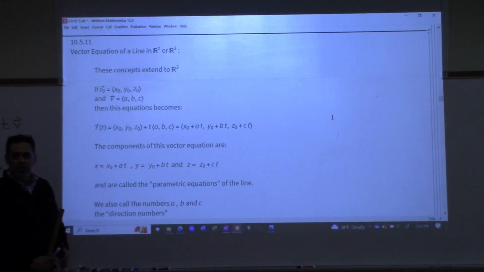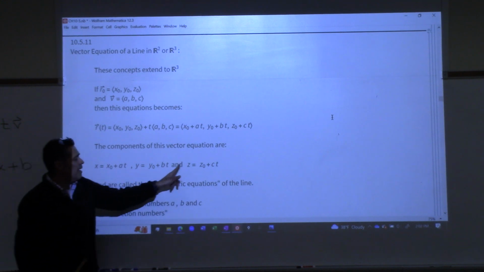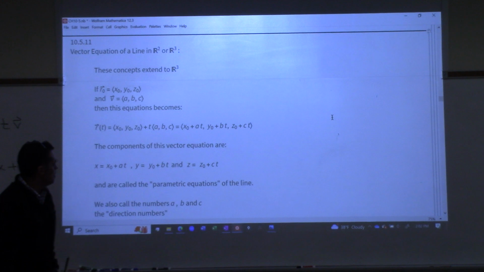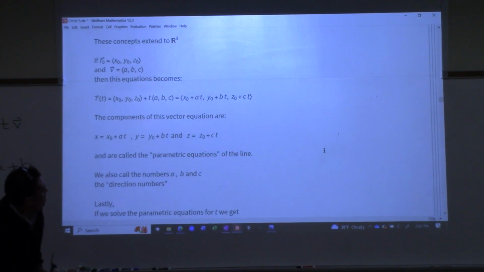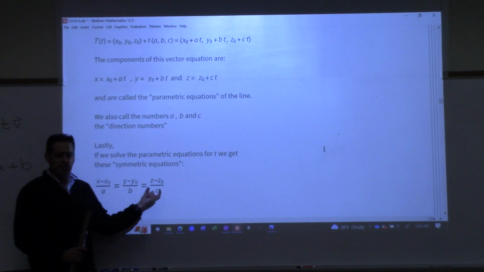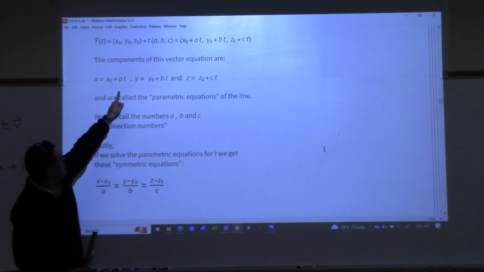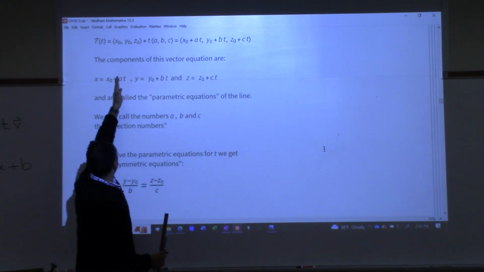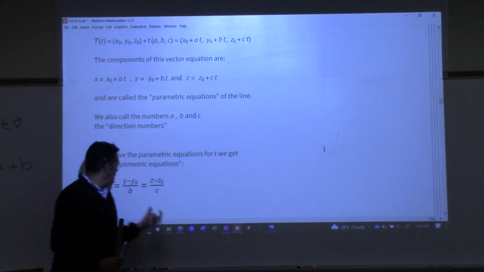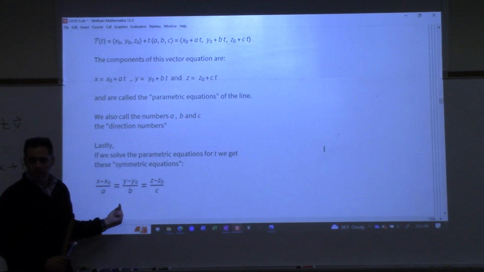So how many parametric equations do we have now? 3. 1, 2, we have 3 parametric equations, don't we? One for x, one for y, one for z. And we will have 3 equivalent expressions when we do the symmetric. Because for each of these you can solve for t, can't you? Solve for t here, solve for t here, solve for t here, and then set them equal to one another, and you will have 3 things set equal to each other. This is the symmetric equation for a line.